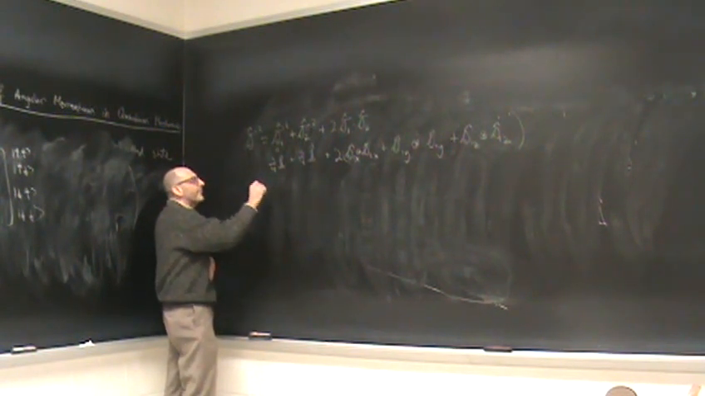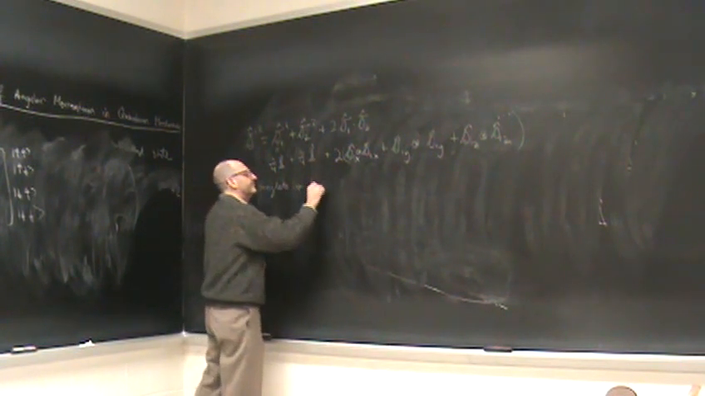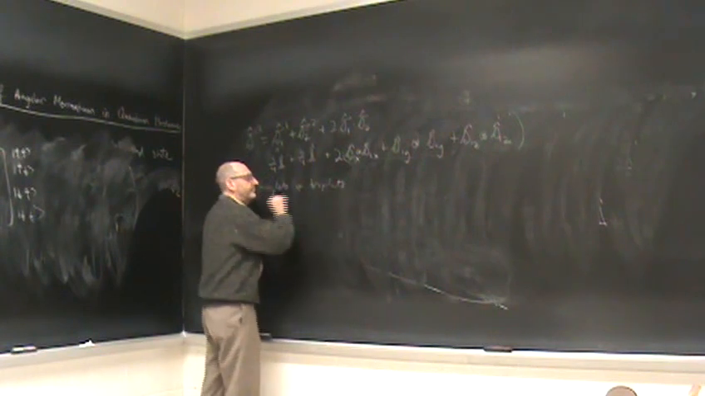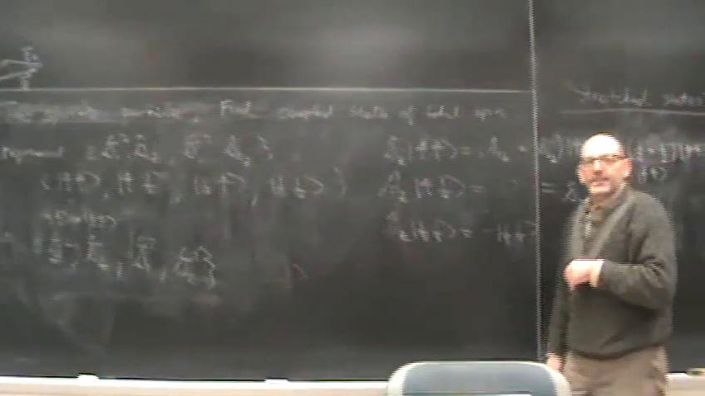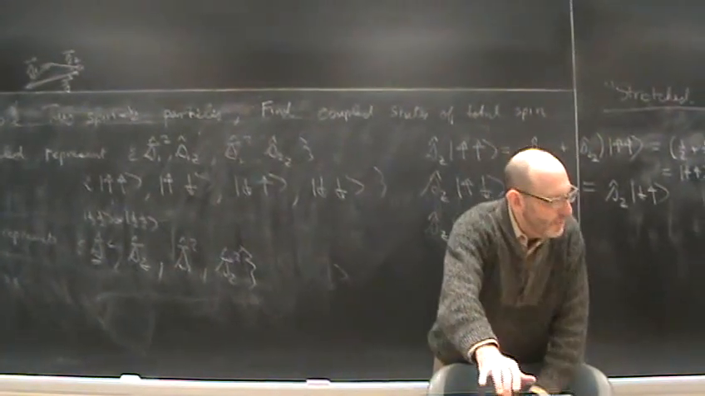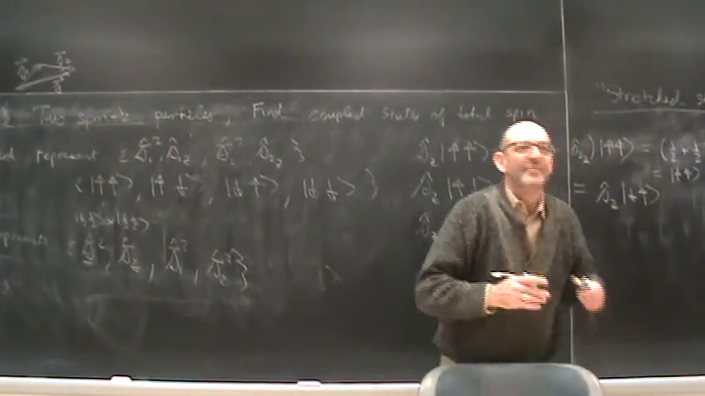We'll find, in fact, that there are 2 kinds of states, singlets and triplets. And we'll finish this up next time. All right. There will be homework. So, look at that.